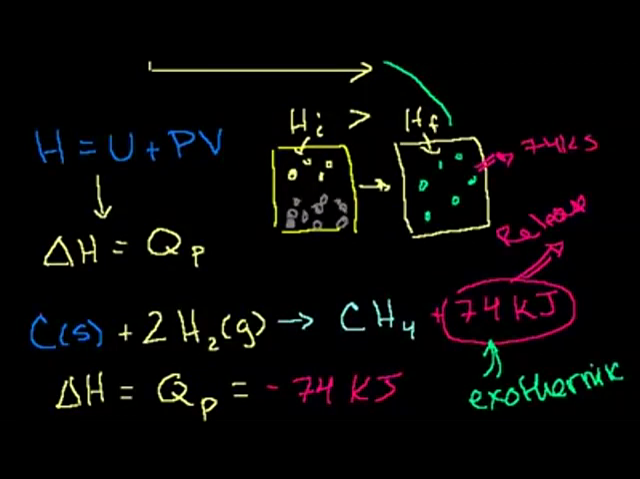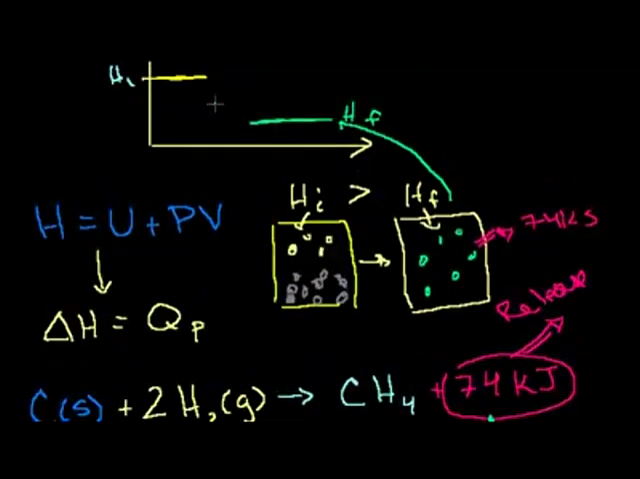Now, if you want to go the other way, let's say we wanted to go from methane and go back to its elements, you have to add heat into the reaction. If you wanted to go backwards through this reaction, go upwards, you would have to add that heat content to get that positive delta H, and then you would have an endothermic reaction. So if a reaction releases energy, exothermic. If a reaction needs energy to occur, it's endothermic.